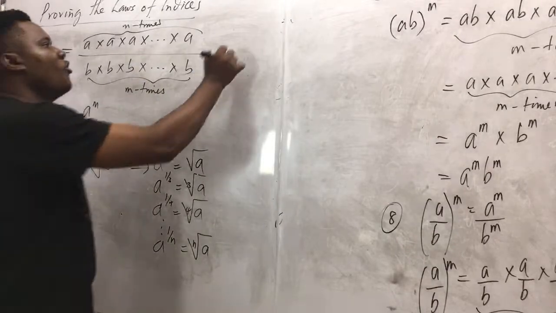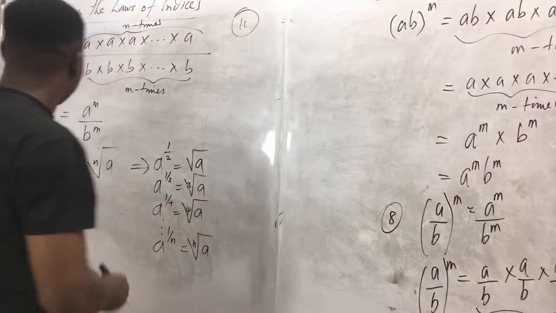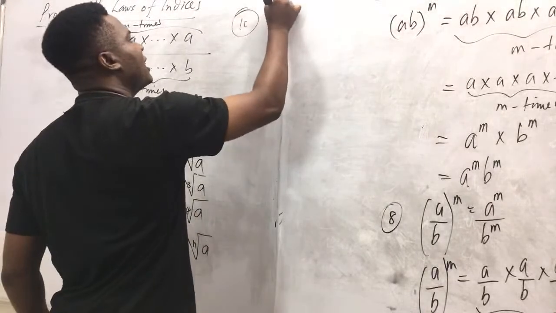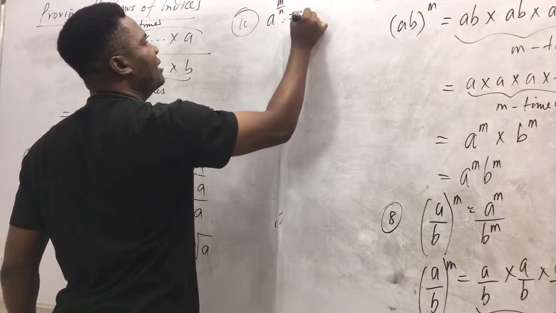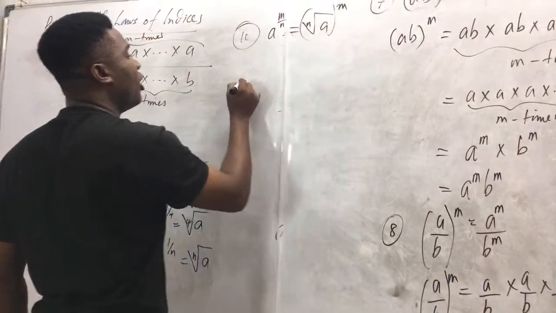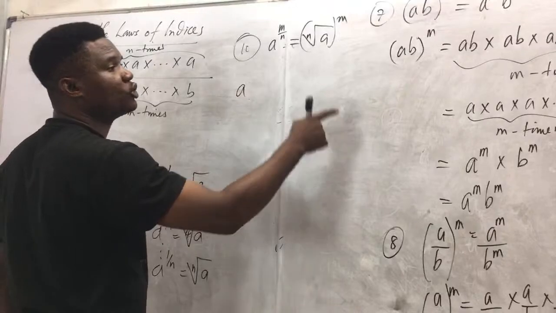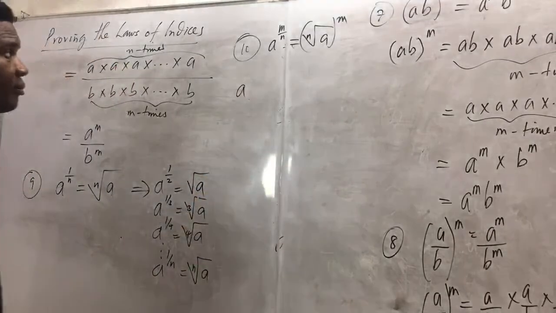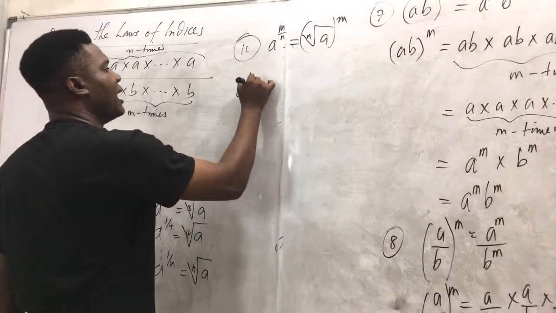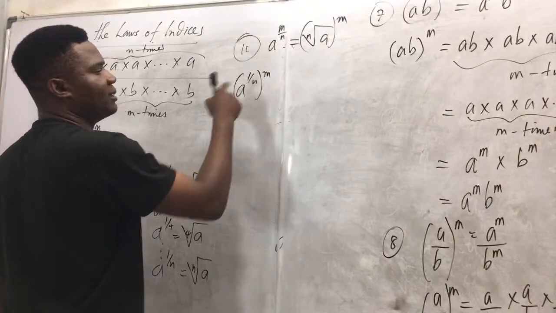Let's now go over to law 10. Why is 10 true? 10 is true because 9 is true. So if you want to prove that A raised to power m over n is the nth root of A all raised to power m, all you have to do is to use law number 5, which was the power of power law. So I'm going to do this, I can write this as this.